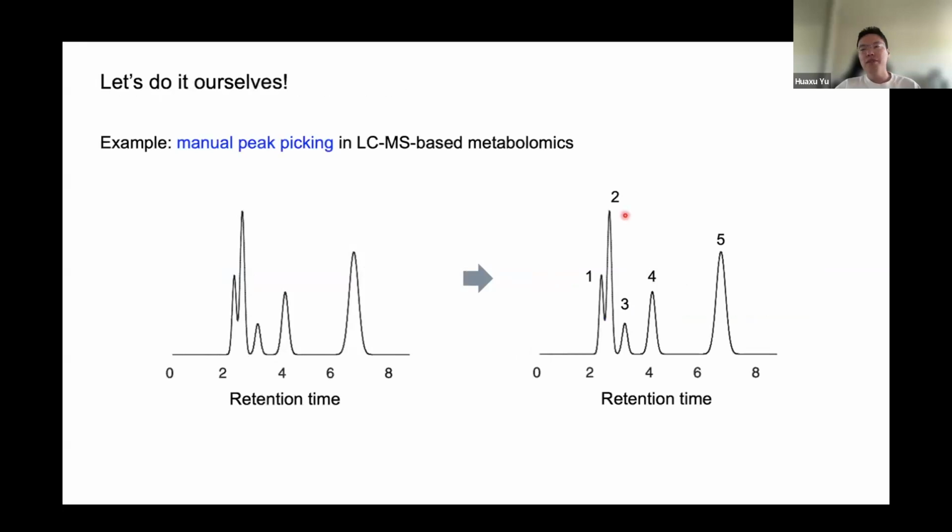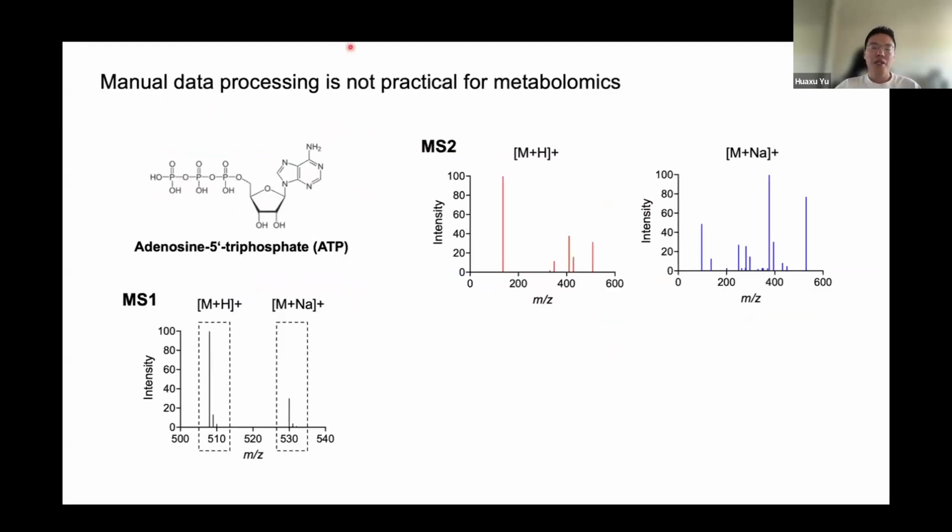And conventionally, people do it manually, right? Like back 20 years ago, we had the LC-MS platform. It was already a mature technology, but by that time, most people did manual picking. So you have five peaks, and people label those peaks and do the peak area calculation or peak height calculation, and then people do quantification. But right now, if we are talking about metabolomics, then it cannot be done manually, right?